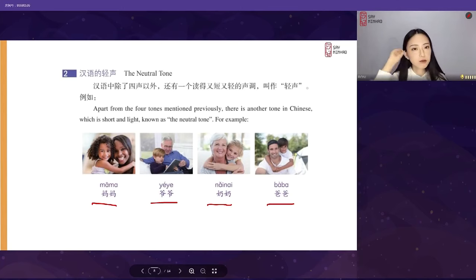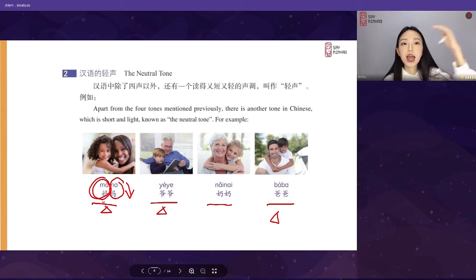Did anybody see some rules in these four words? Actually, when we are reading pronunciation in the neutral tone, there is a rule for this. For the neutral tone after the first tone, second tone, and the fourth tone, we can see the pitch of the neutral tone is lower than the former one. For example, like mama, the neutral tone ma, the pitch is lower than the first ma, right?